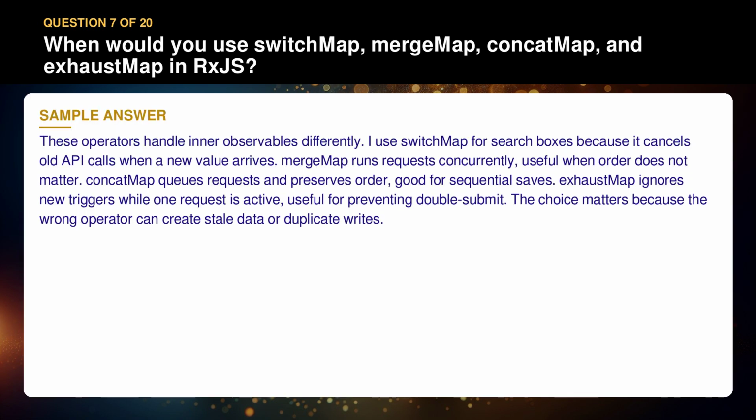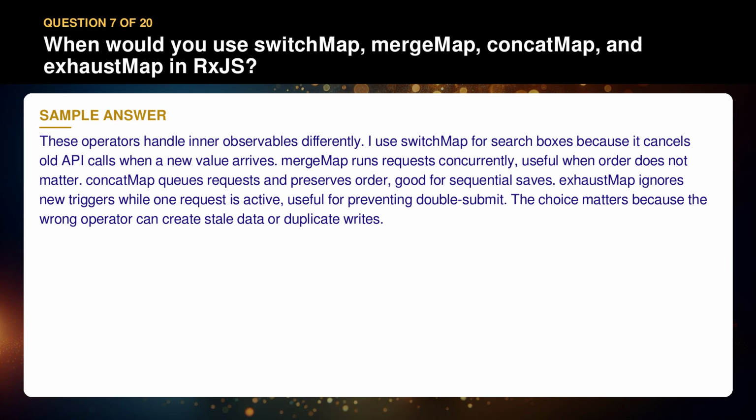These operators handle inner observables differently. I use switchMap for search boxes because it cancels old API calls when a new value arrives. mergeMap runs requests concurrently, useful when order does not matter. concatMap queues requests and preserves order, good for sequential saves. exhaustMap ignores new triggers while one request is active, useful for preventing double submit.